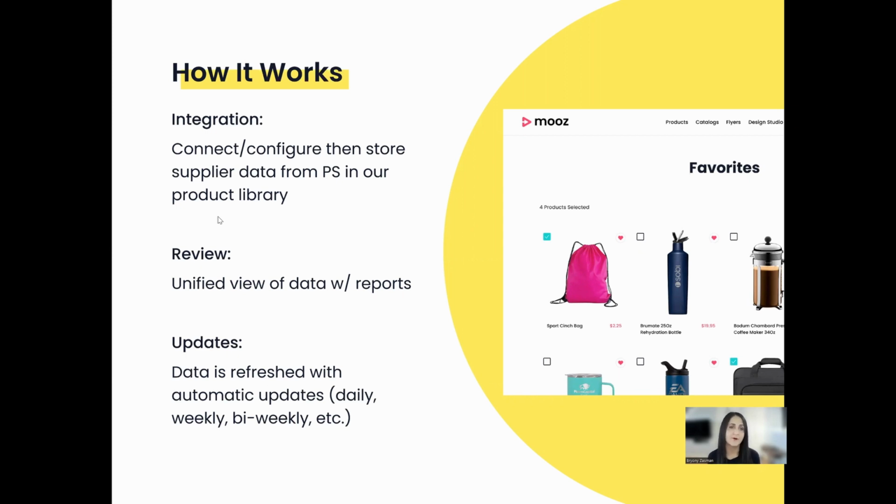So we'll set up a demo site, pull in your data, and allow you to be able to see what that looks like before going live. So we'll connect and configure. Now, once we've connected to your data, we pull that data and store it in our product library. So we're not continuously hitting your PromoStandards all the time. We're bringing all the data over on our end and powering the ZOOMstudio that way.